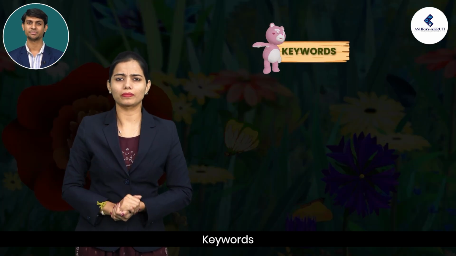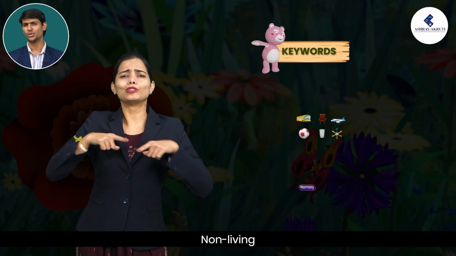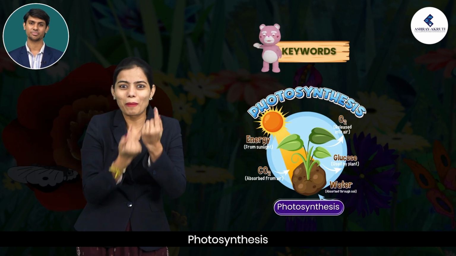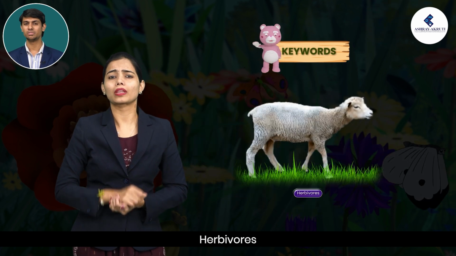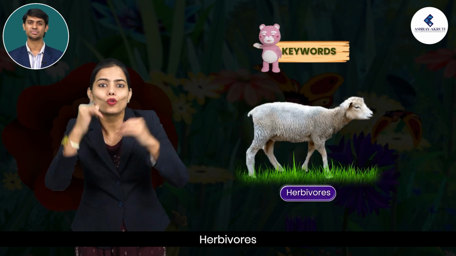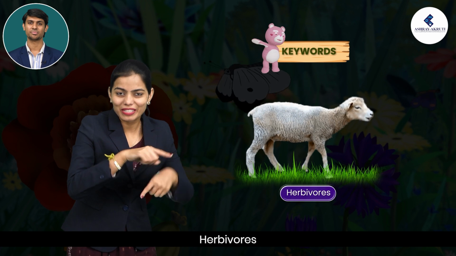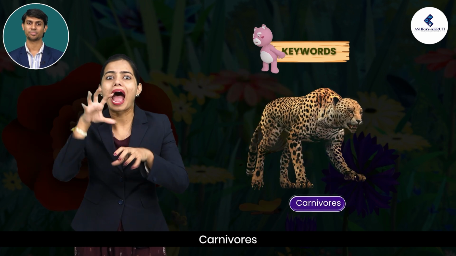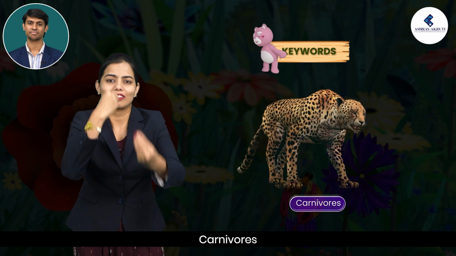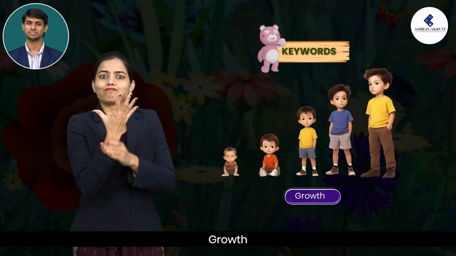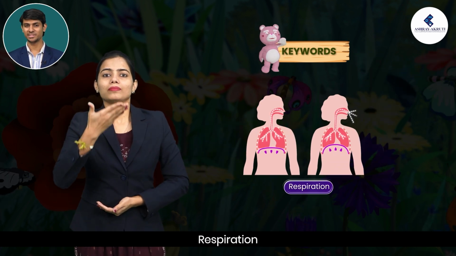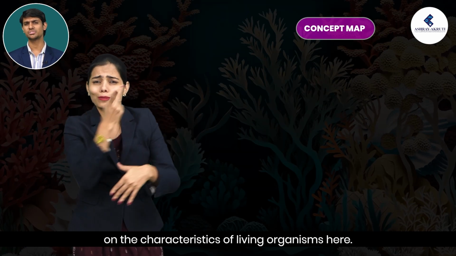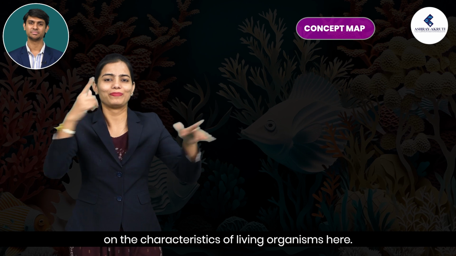Keywords: living, non-living, photosynthesis, herbivores, carnivores, growth, respiration. Let us have a look at the concept map on the characteristics of living organisms here.